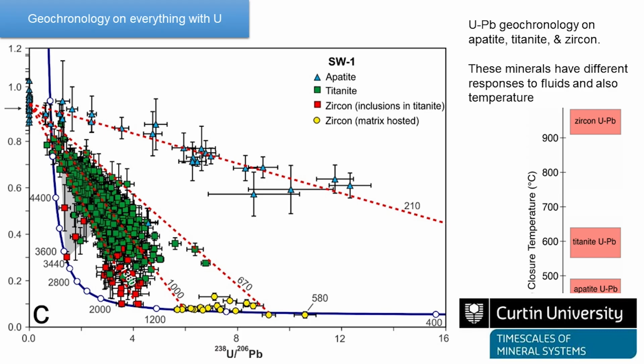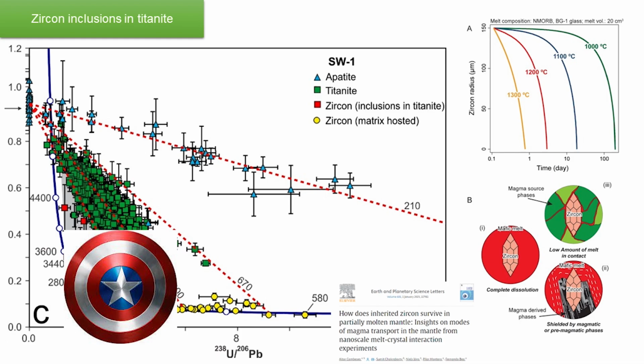So what's going on? Why are we getting this wide array of different ages? Well, these minerals have different responses both to temperature but also to fluids. They have different reactivities to fluids. For example, zircon might be more robust than titanite to certain fluids, but apatite, which has a very low closure temperature, is telling us about later events in the rock. So by piecing this information together, we can get a rather complete history of the geology of this region simply from a single sample.